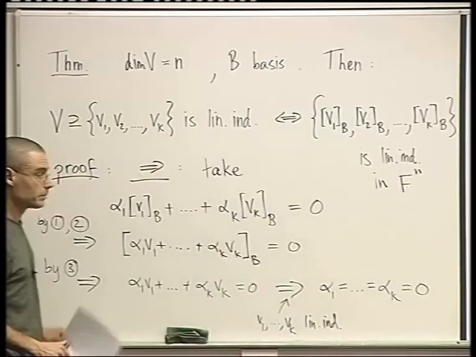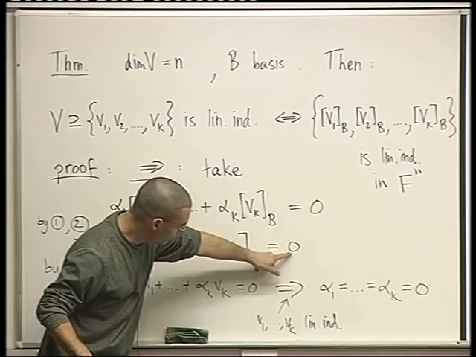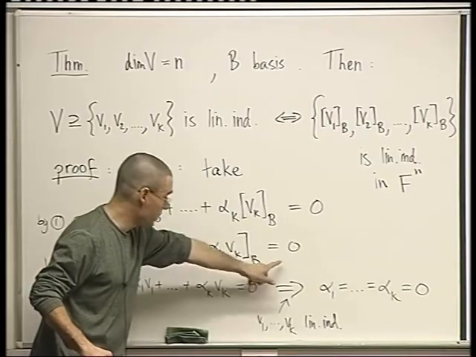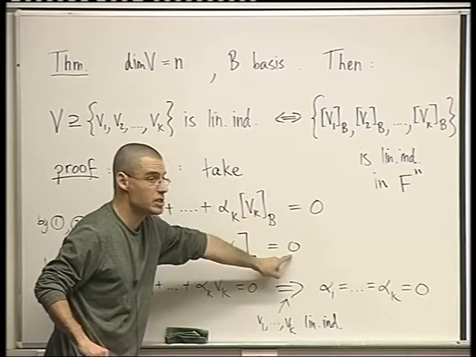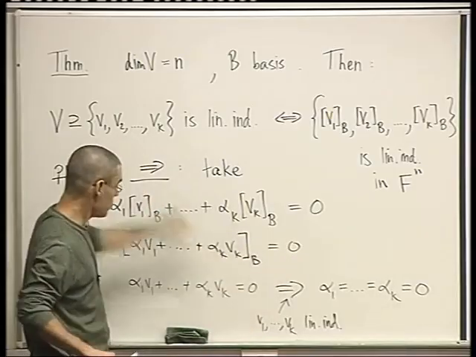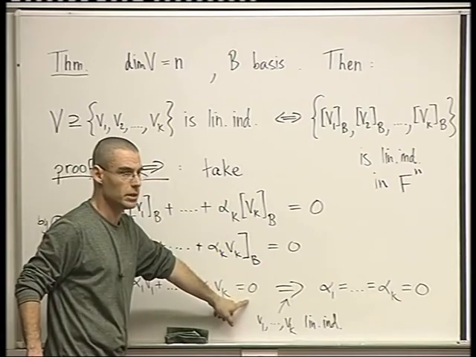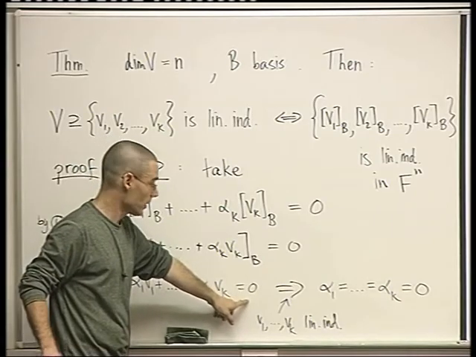Good? Notice that there's a difference between this 0 and this 0. This is the 0 in F^n, the 0 column vector. This is the 0 in the original V. This is the 2 by 2 matrix 0. Good?